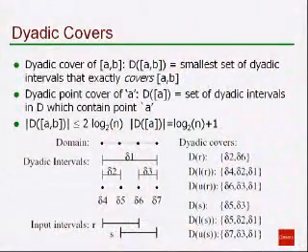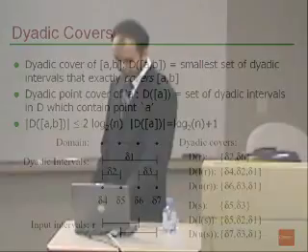And the dyadic intervals at level i consist of intervals whose lengths are 2 raised to i. And they partition the data space into non-overlapping intervals. So the dyadic intervals at level 3 are intervals of length 8. Dyadic intervals at level 0 are these individual points in the original domain. We'll be using D to denote the set of all dyadic intervals over all levels over n.